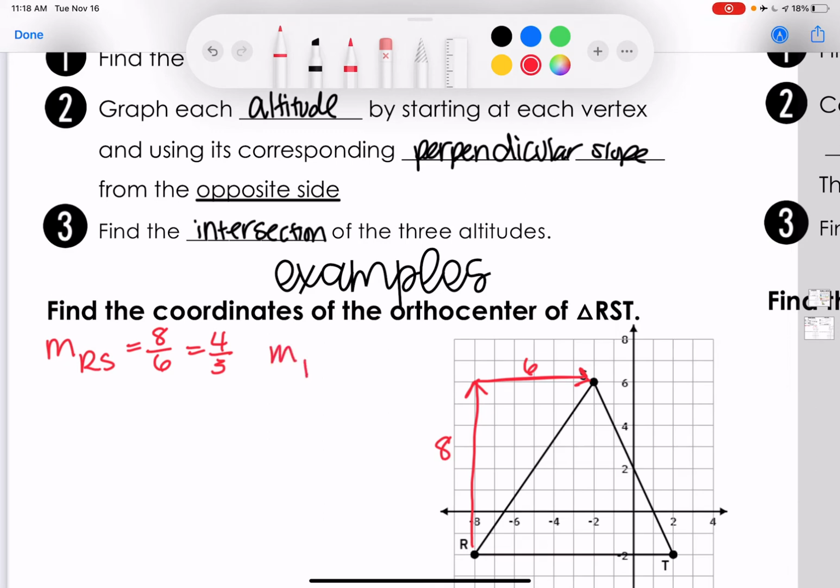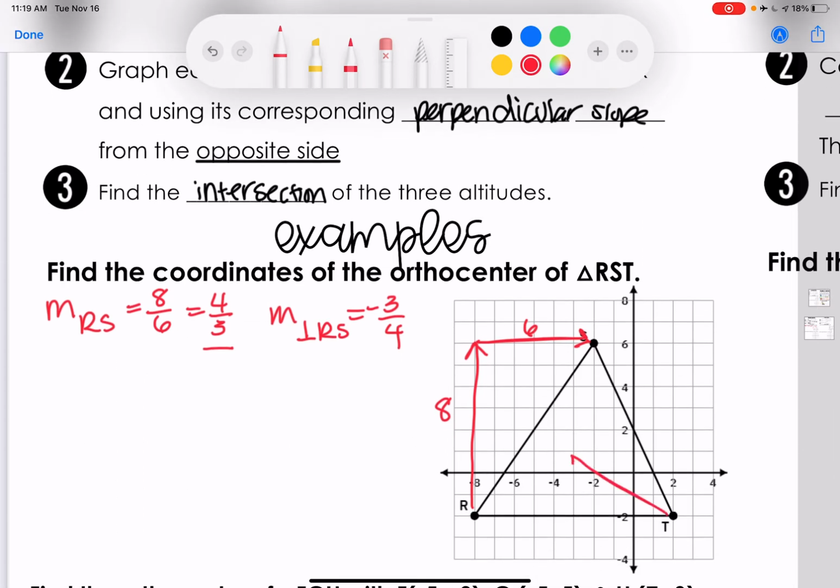Now my second step is that I need to graph the altitude by using its perpendicular slope. So your slope that is perpendicular to RS. First off, notice my notation. Okay, this is RS, this is perpendicular to RS. For perpendicular slopes, remember, you're going to put the thing down, you're going to flip it, and then you're going to reverse the sign. So if it was a positive, it becomes a negative. And you're going to graph it from the opposite side or the opposite vertex. T is opening up to RS, which means we are going to go down 3 to the right 4. But you know, I'll come back to that.